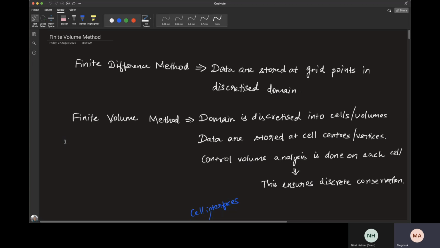Just like how control volume analysis is done for your physical domain, and the PDEs, the governing equations, are obtained from the control volume analysis, in a similar way, for each cell here, control volume analysis will be done and your update formula will be derived. So this is what finite volume is. Because control volume analysis is done for each cell, we ensure discrete conservation for each cell.